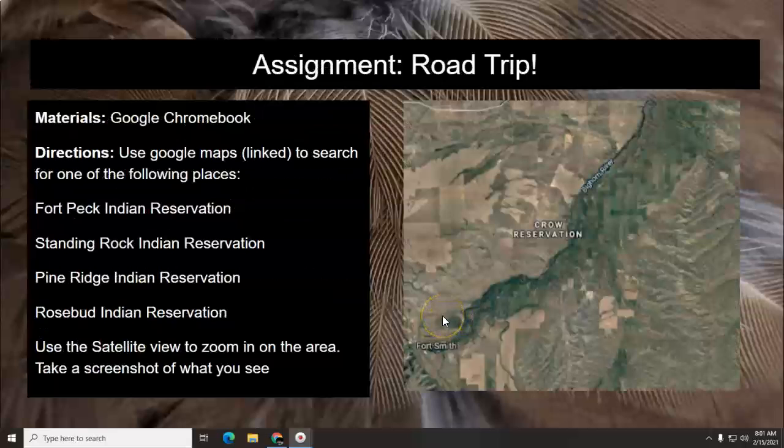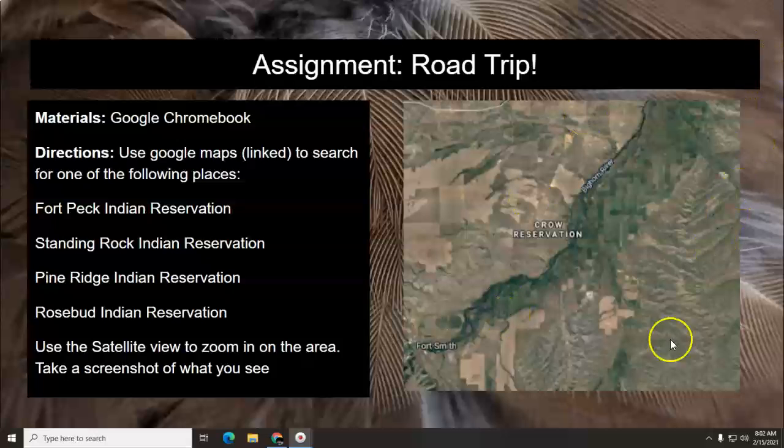So your assignment for this is to take a road trip. You need your Chromebook, and I have Google Maps linked, and you're going to search for one of these reservations. There's lots of reservations, and you'll find out more about those tomorrow. But I want you to go ahead and look at one of these. This is the Fort Peck Indian Reservation, Standing Rock Indian Reservation, Pine Ridge Indian Reservation, or Rosebud Indian Reservation. Just Google that right into Google Maps, and then use the satellite view where you see the land instead of roads, and zoom in on the area and take a screenshot of what you see.